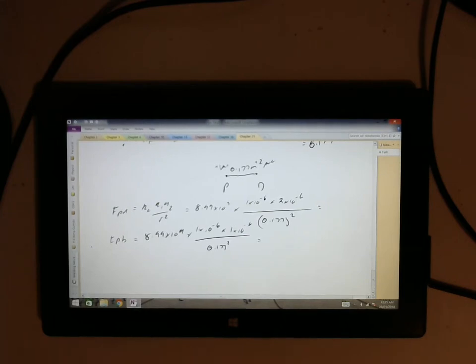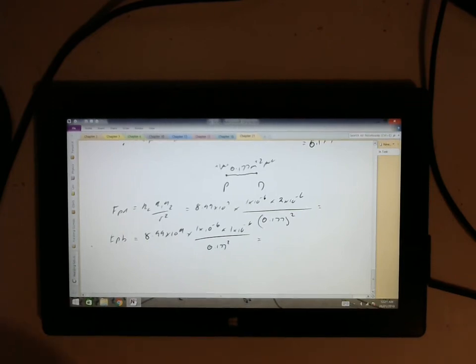So 1 times 10 to the -6 times 2 times 10 to the power of -6 times 8.99 times 10 to the power of 9. Good. Yep. Divided by 0.177 to the power of 2. Squared that.